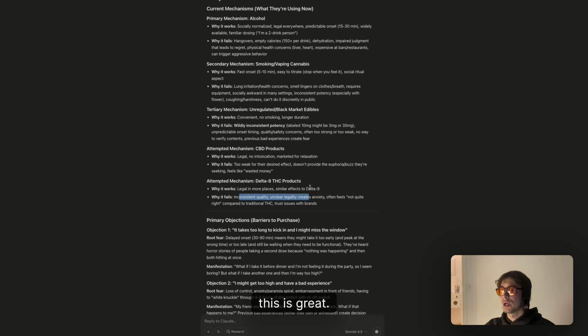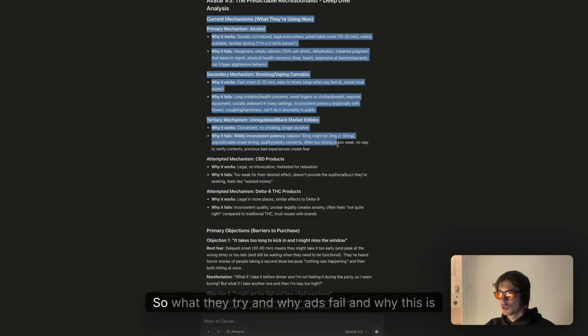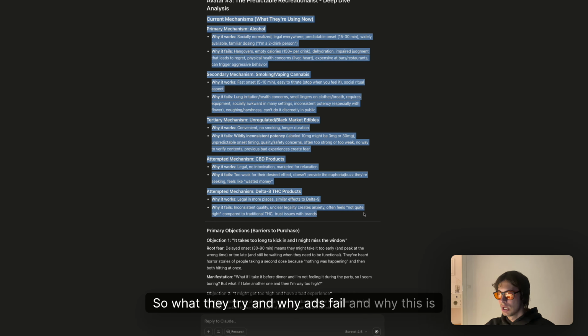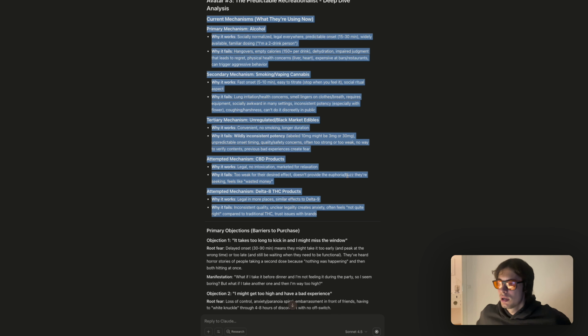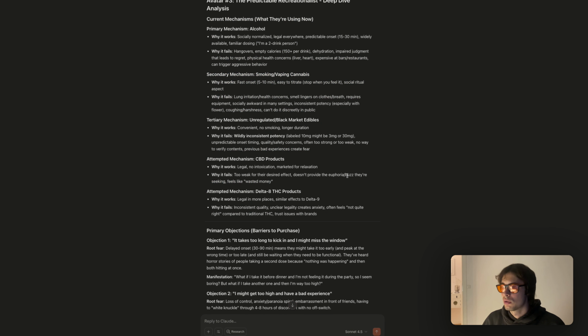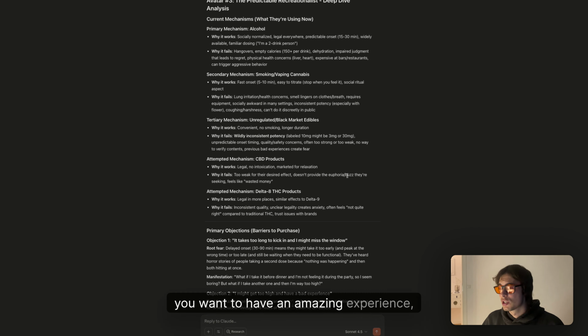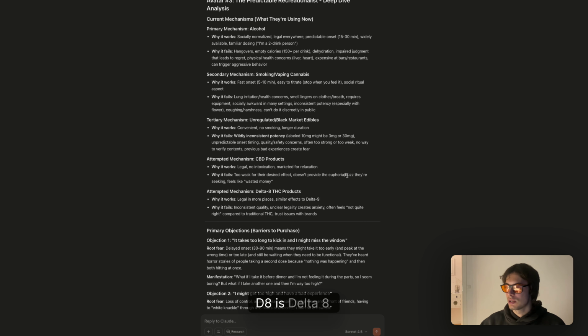Okay, this is great. So here we have the mechanism, so what they tried and why it has failed. And why this is important, because then I can address this mechanism directly in my ads. I'll say you want to have an amazing trip and you try, I cannot say weed, but I can say, for example, cannabis, maybe, or something similar. Or I can say you want to have an amazing experience, but you just tried D8. D8 is delta 8. They know what I'm talking about. Why don't you try D9?